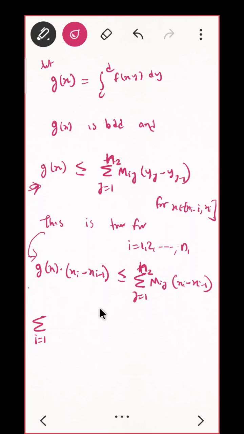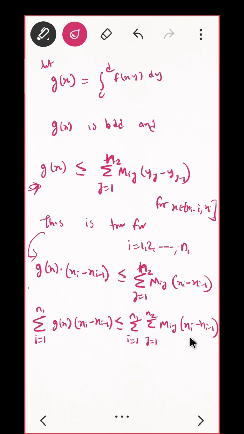Okay. So if I take i equal to 1 to n1, and this is g of x into xi minus 1, that is less than or equal to, what will come? A double summation will come: i equal to 1 to n1 and j equal to 1 to n2, capital Mij, xi minus 1, into, I think yj was already there, no? Yeah, into yj minus 1. That will be there only.